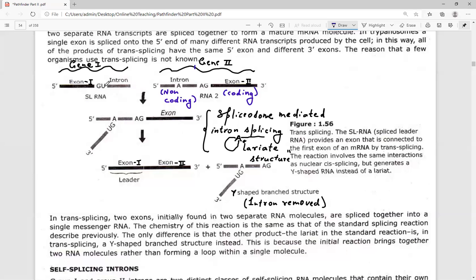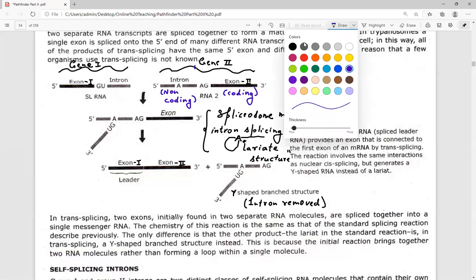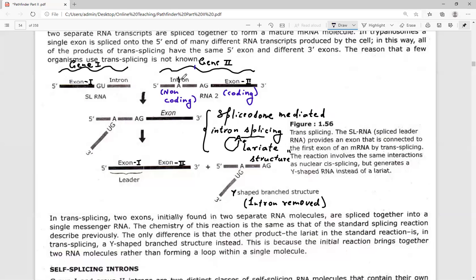Splicing takes place in a manner that the exon 1 guanine residue and the uracil residue, here the guanine is going to be bonded with the branch point adenine. This adenine will have a hydroxyl group present over itself. This hydroxyl group would be attacking this guanine molecule, in this manner. This attack would be mediated by the hydroxyl group.